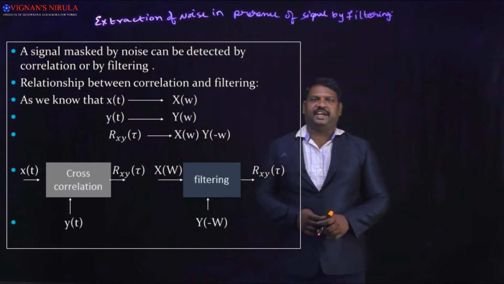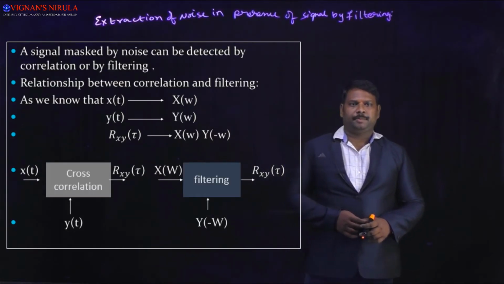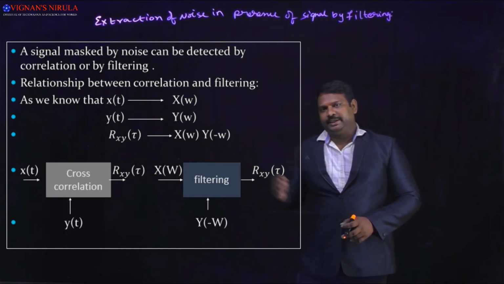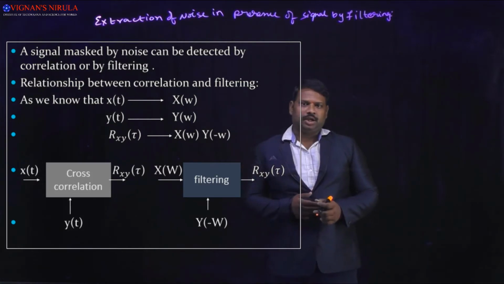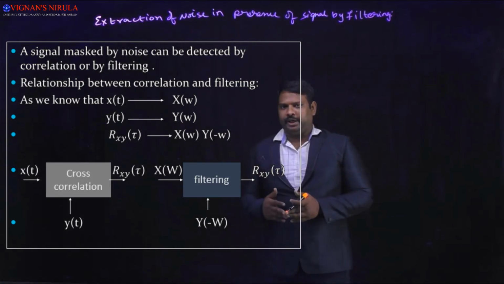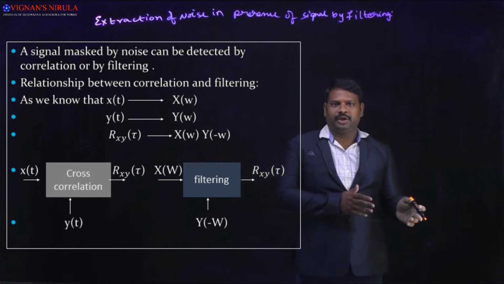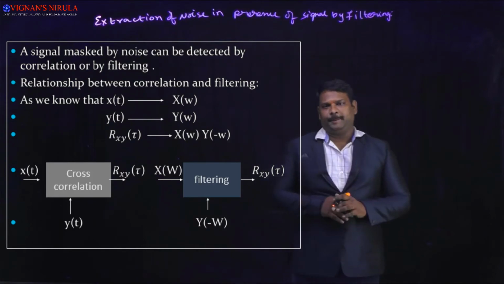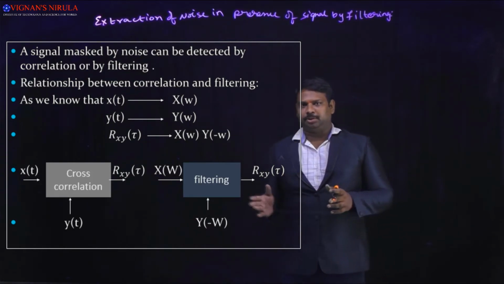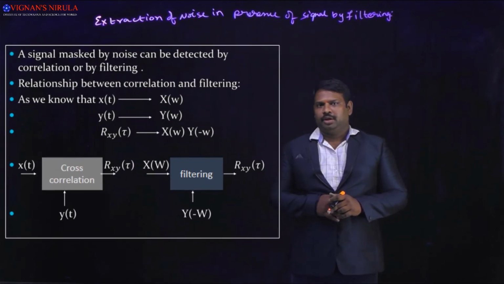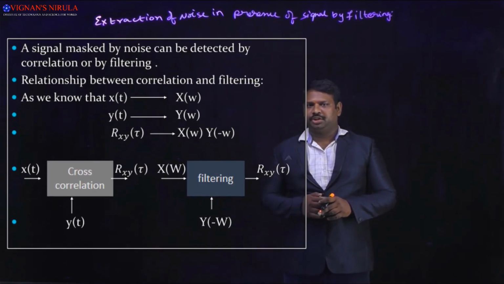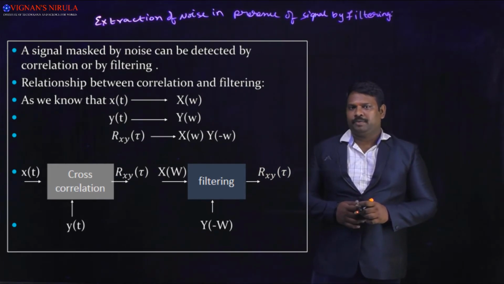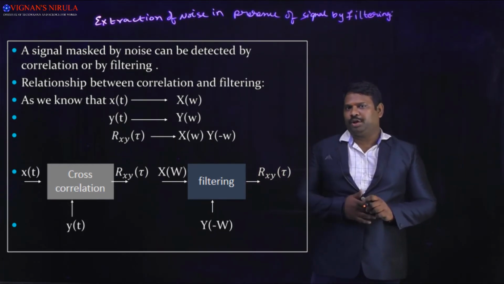And the next topic is the extraction of the signal in the presence of noise by using filtering. The signal can be masked by noise, since noise can be present in our signal. Therefore, we need to detect the particular signal using filtering. Generally, there is a particular relation between correlation and filtering. Let x of t have Fourier transform x of omega, and y of t have Fourier transform y of omega.